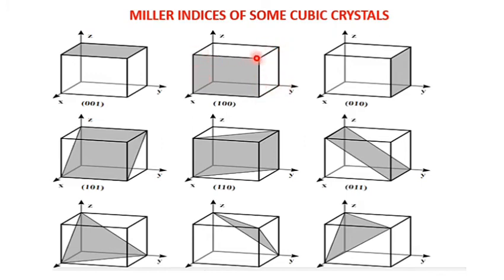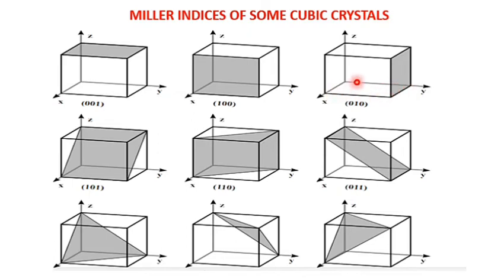Only in the X axis it is fully covered. Therefore, the Miller indices is 1, 0, 0. Now you tell me this. In the X axis there is no Miller indices. You don't consider this bit.